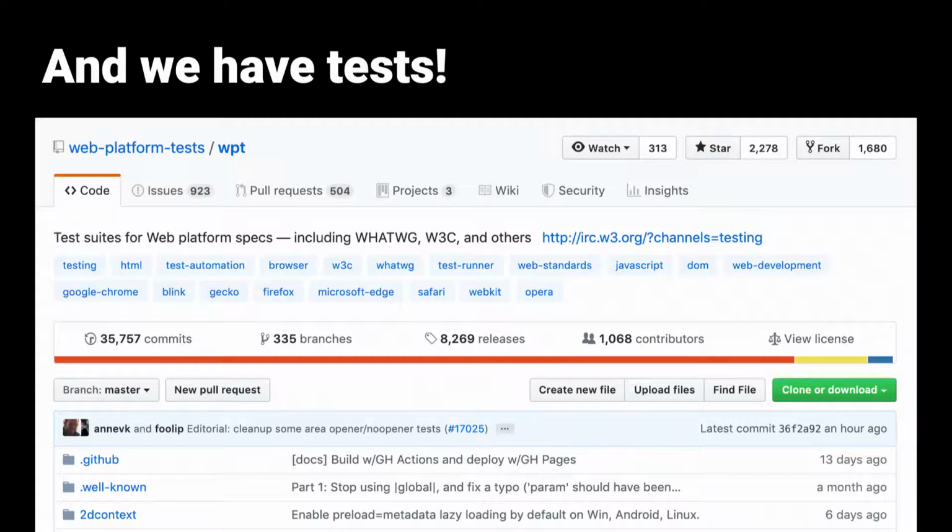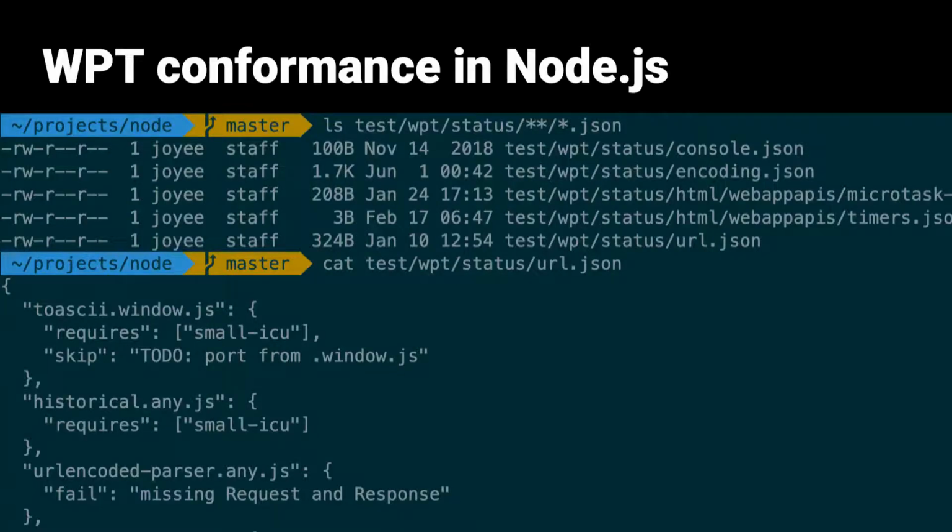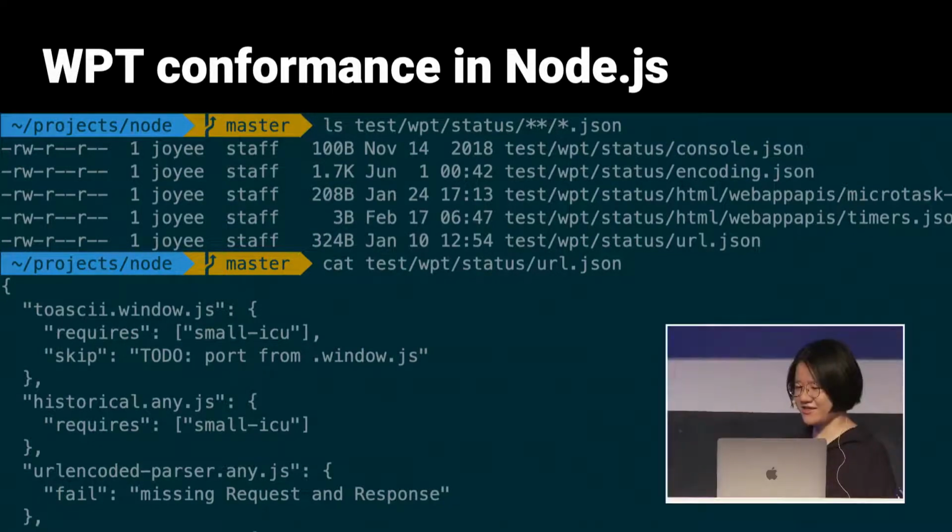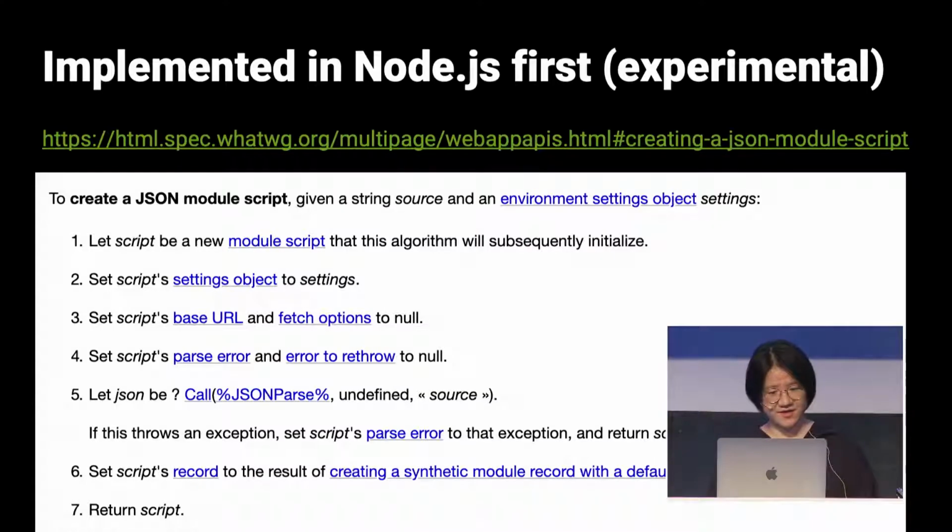So how do we know how close our implementations are to the ones in the browser? We run a subset of the web platform tests, which are tests shared among browsers and other implementations. To see the current status of web platform test conformance in Node, you can look at the status files under the test/wpt/status folder of the Node project. There are a few pretty self-explanatory JSON files documenting the conformance of web standards implemented in Node.